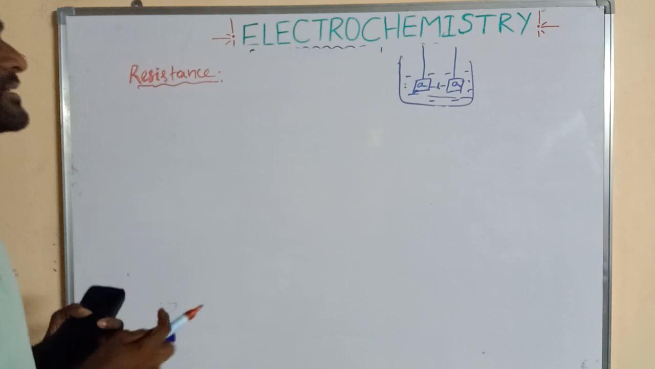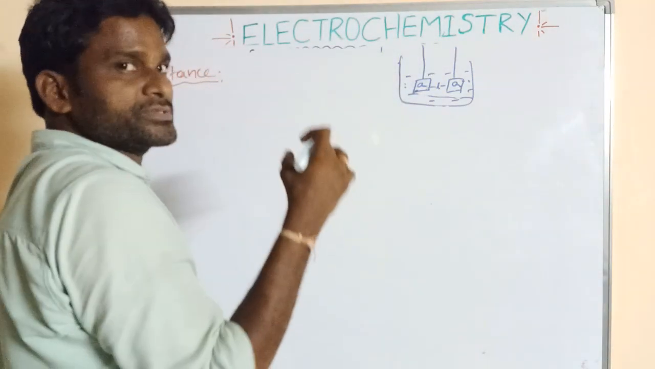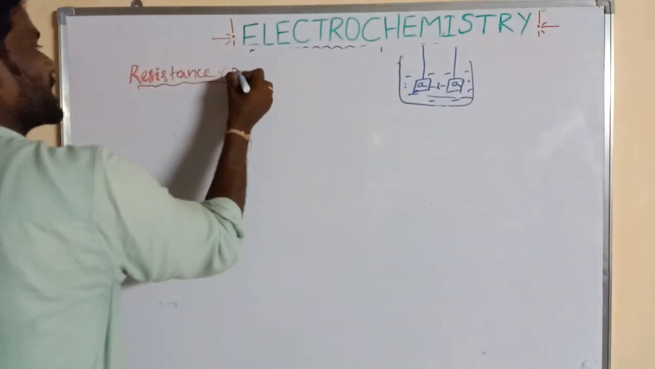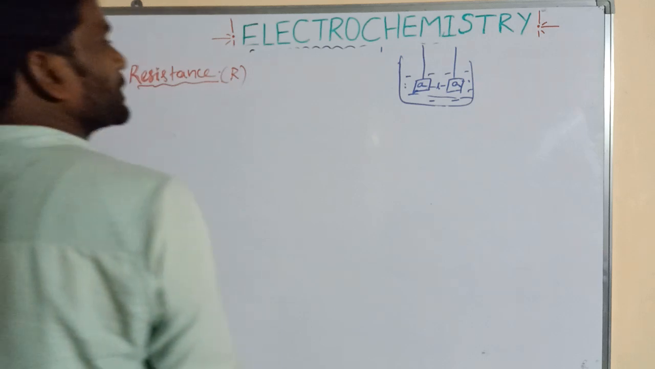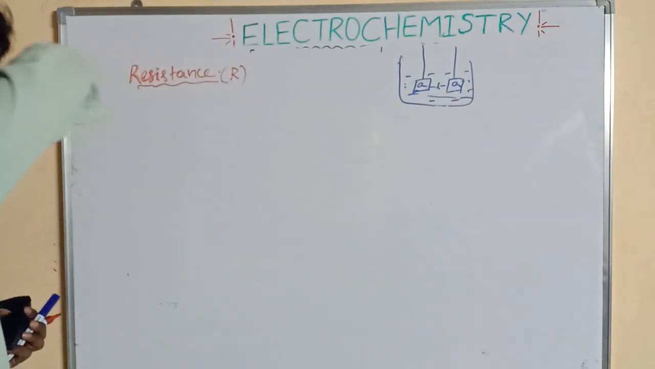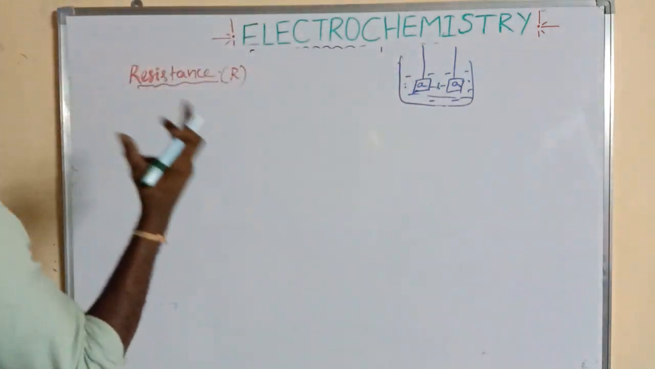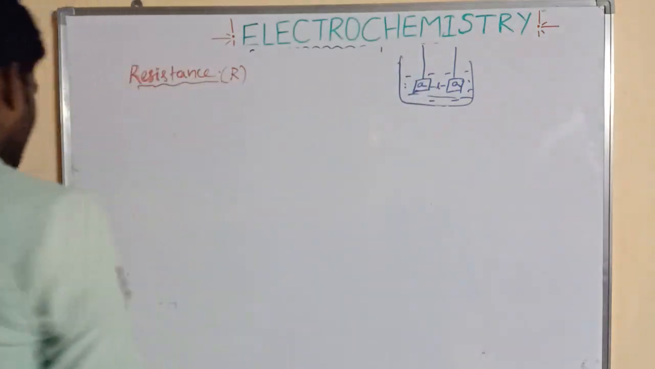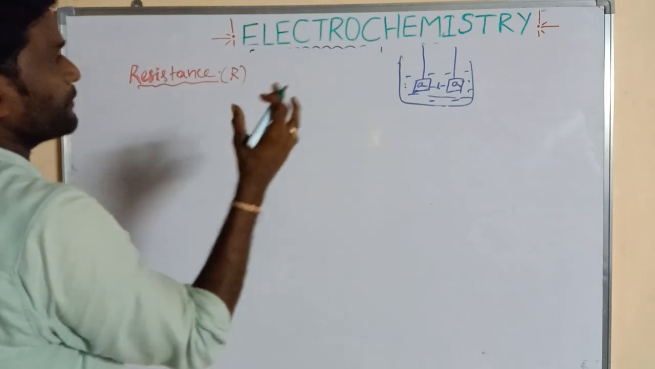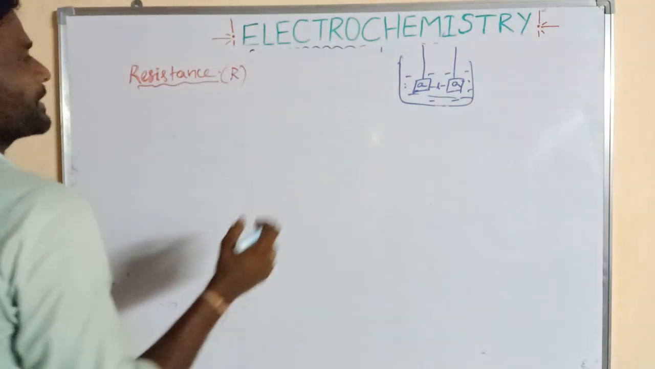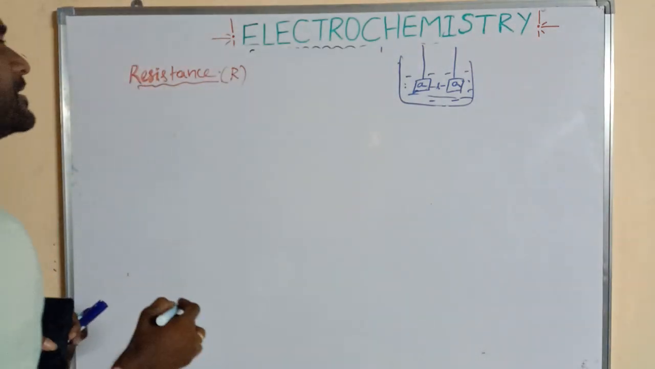So that property is said to be resistance. Every substance opposes the passing of current. That property we call resistance. Resistance is represented by R. So the property of every substance obstructing the passing of current, the property of opposing the passing of current, simply we can say, is resistance. Resistance is represented by R.